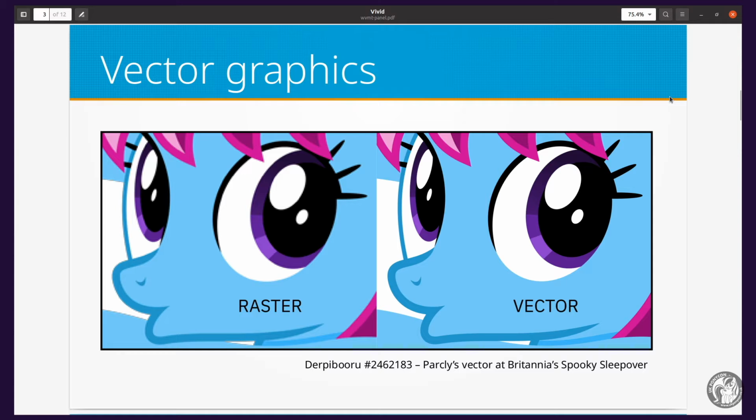On the left is a vector that I made in October 2020 for Britannia's Boogie Sleepover. On the left you can see a bit of pixelation because it's a raster, and on the right is a vector. Although when you want to export it and put it on an art site like Derpibooru, we often export as PNGs, but they are so high resolution that for practical purposes we can just scale it up and not have to worry about pixelation.